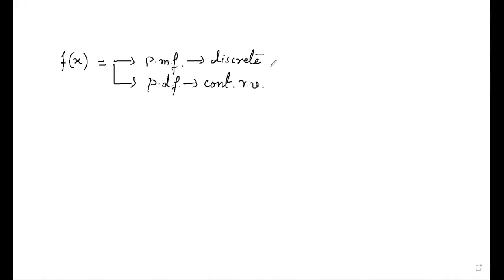This fx will be our probability mass function if it is a case of a discrete random variable, or it will be the probability density function if it is the case of a continuous random variable. Now, this fx, which we sometimes call probability mass function for a discrete random variable and sometimes probability density function for a continuous random variable, what does this stand for?